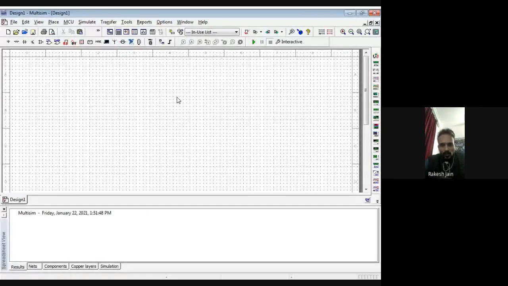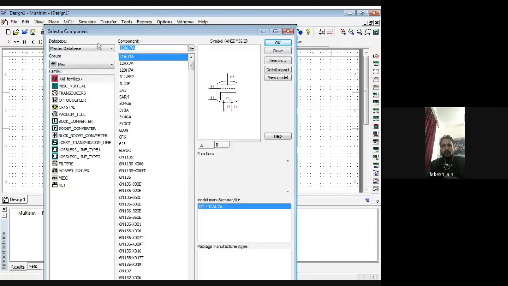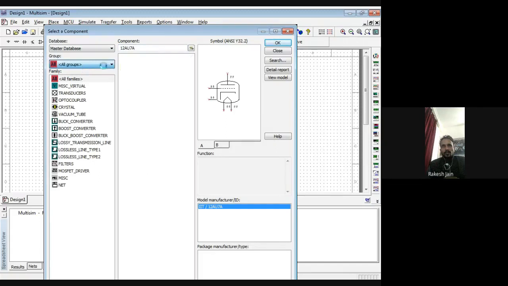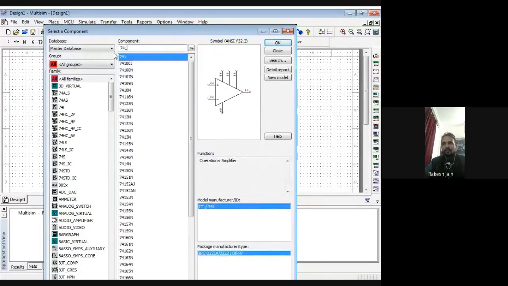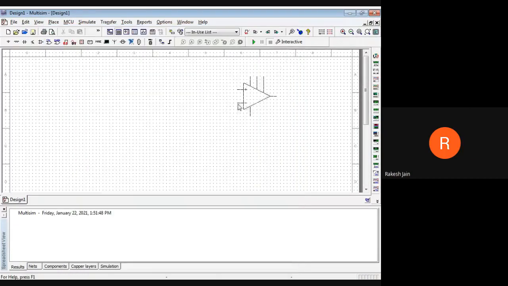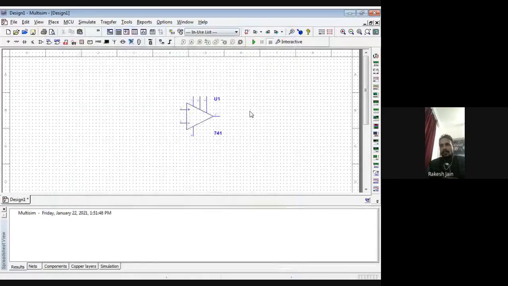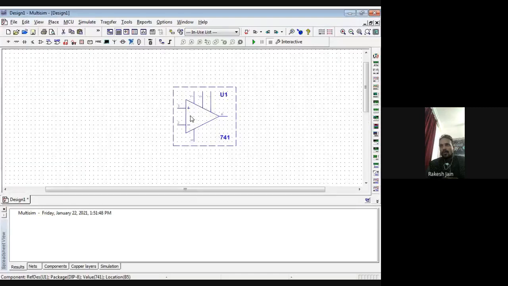So dear students, are you able to see the Multisim software? Yes. So Multisim software is in front of you. First of all, we should click on MISC and then find your operational amplifier, that is 741. So just type in MISC or in all group and then type 741, so that the 741 IC will be there, that is your operational amplifier. So click OK.